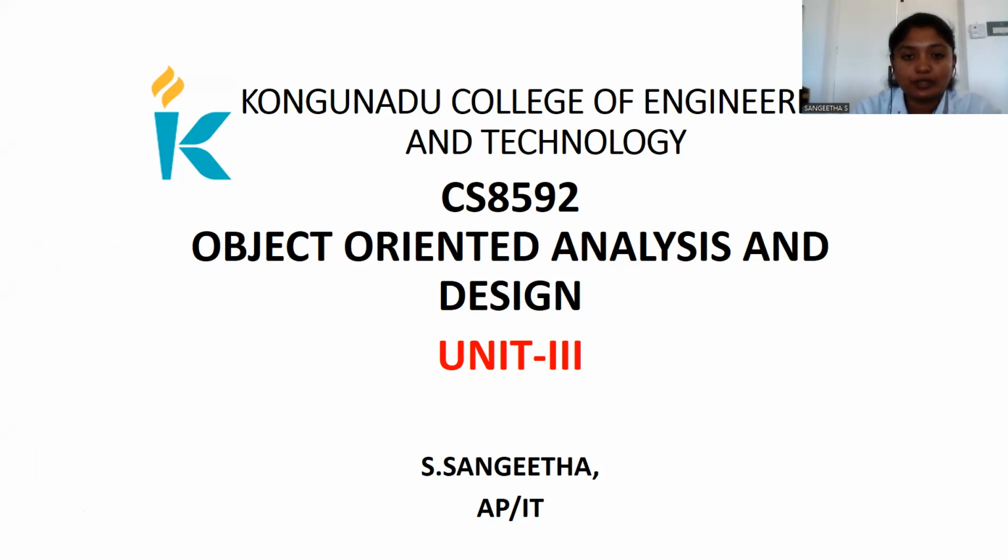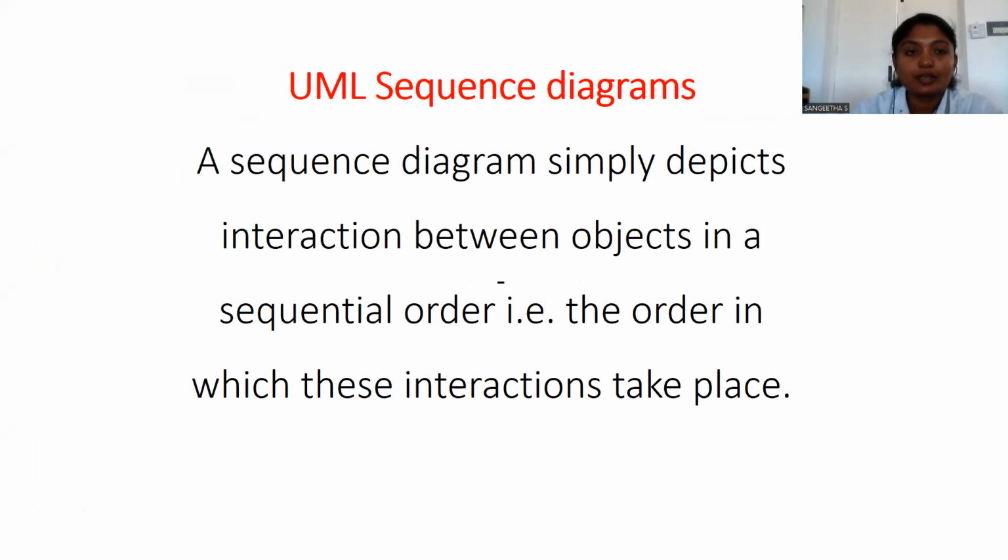In today's class, we are going to see the subject object-oriented analysis and design. From Unit 3, we have one topic which is called UML sequence diagram. So actually, what is a UML sequence diagram? A sequence diagram is a kind of UML diagram which shows the interaction between the objects in a sequential manner. That is, the interaction between the objects in sequential order.